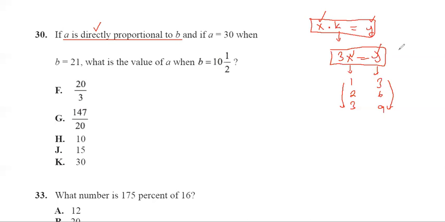So that is just basic background. In this question, it says A is directly proportional. So I'm going to just say A times K is equal to B. Even though we don't know this value yet, I will say A and B has to be on the other side of the equation.